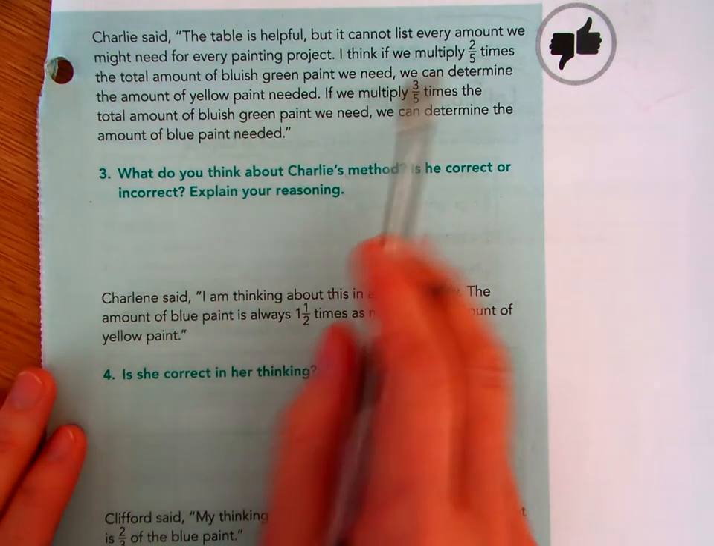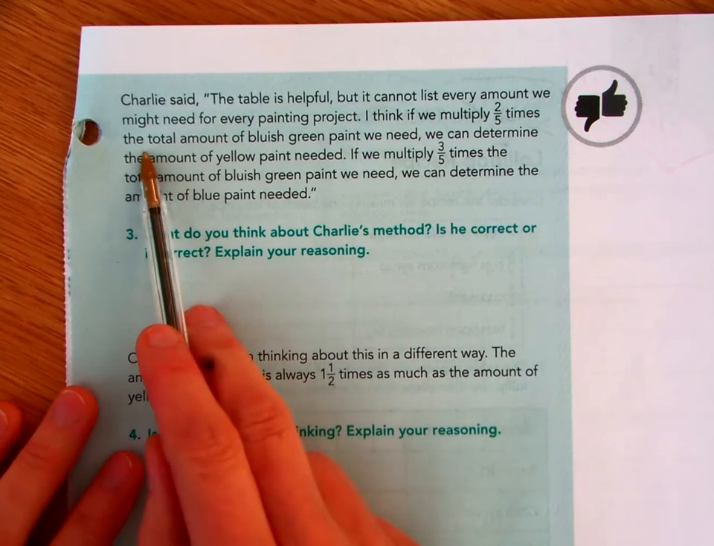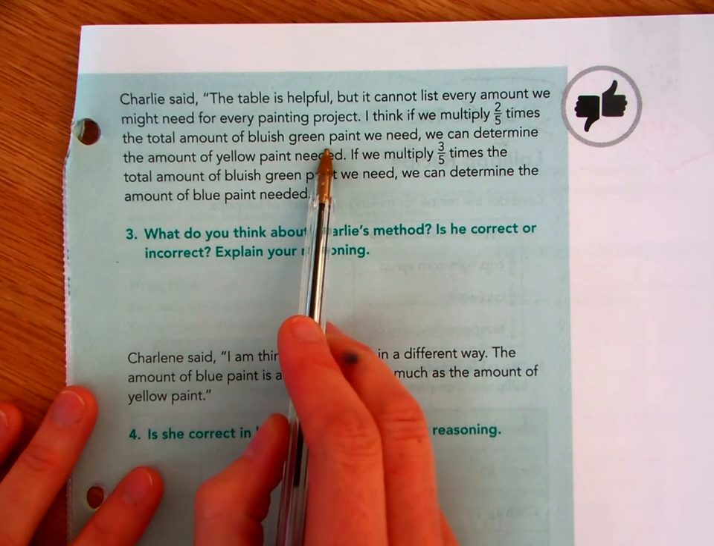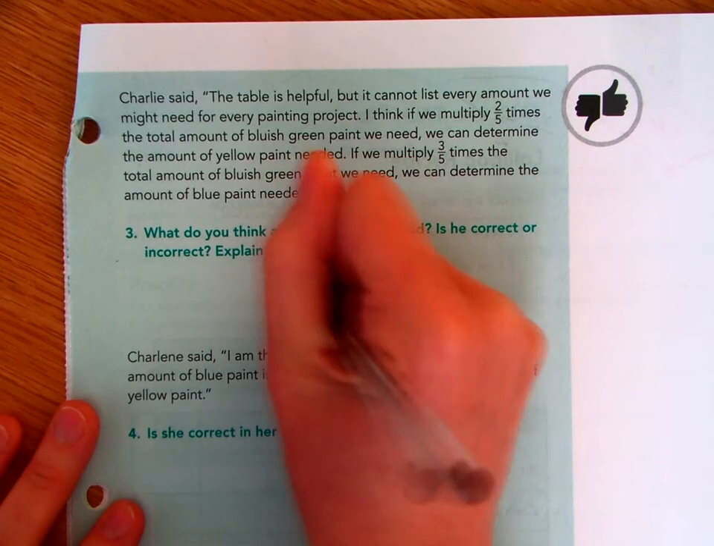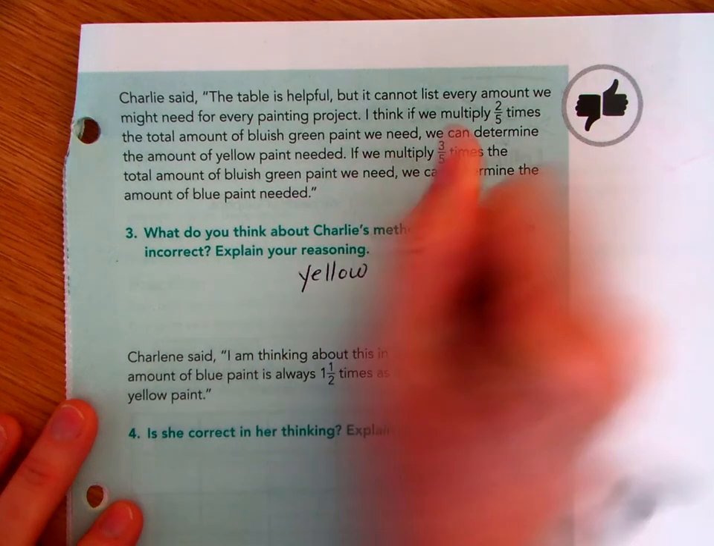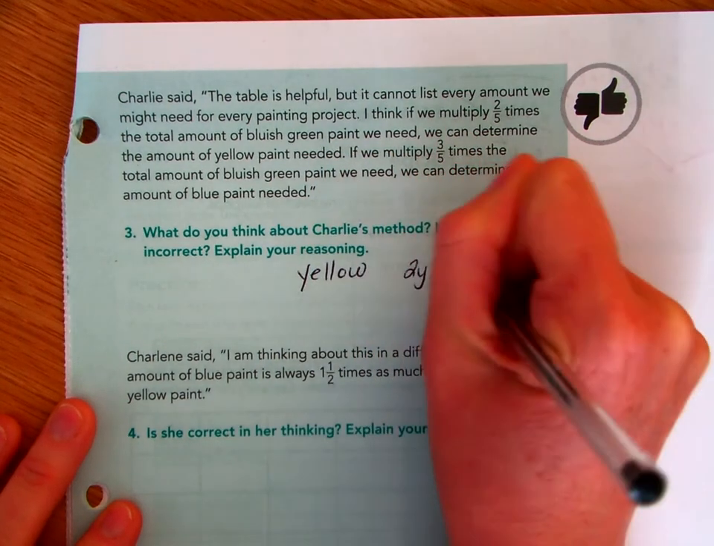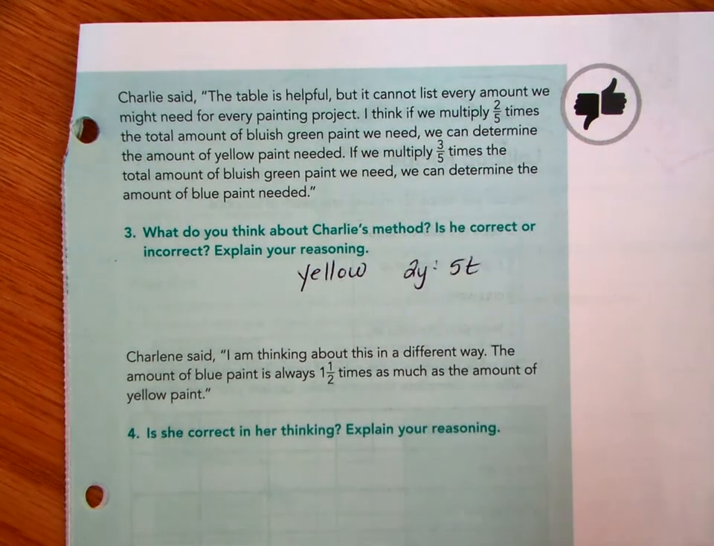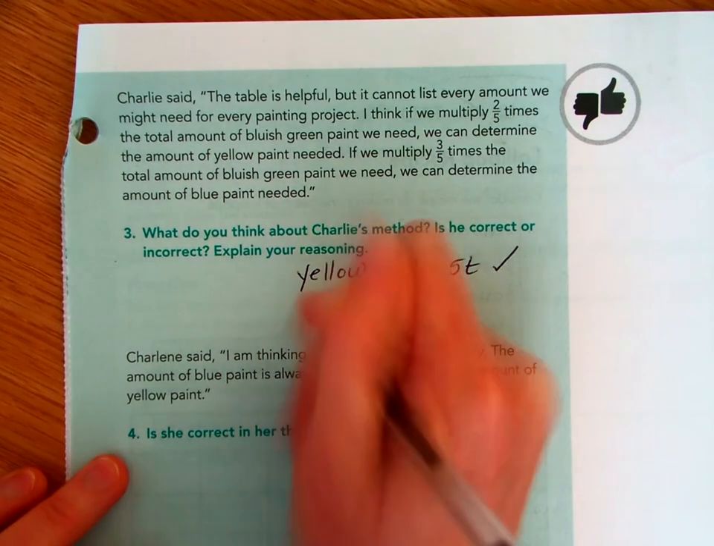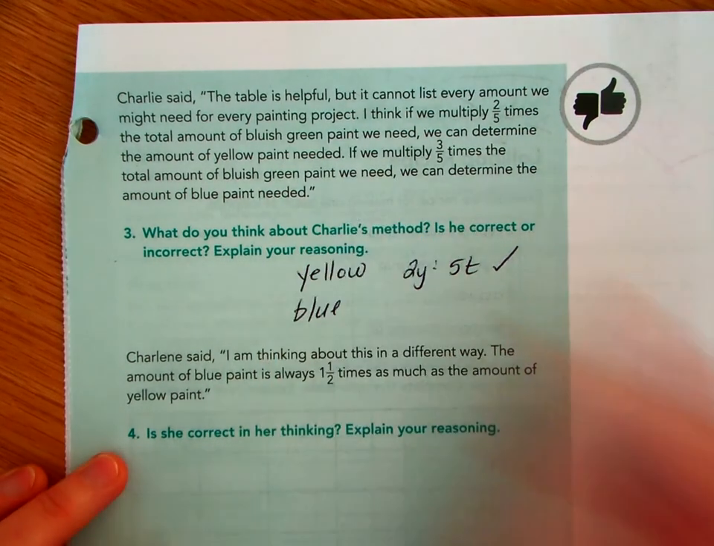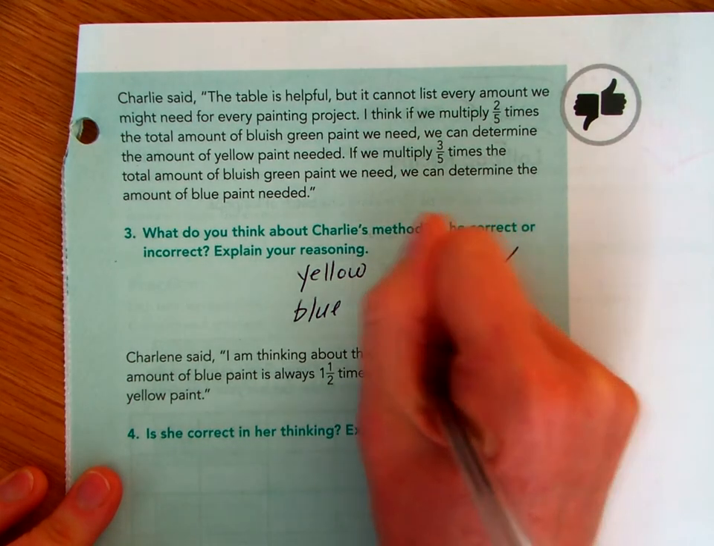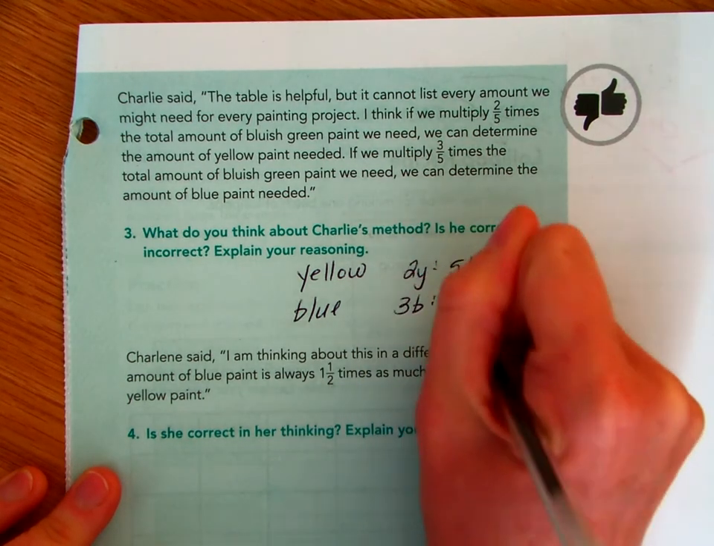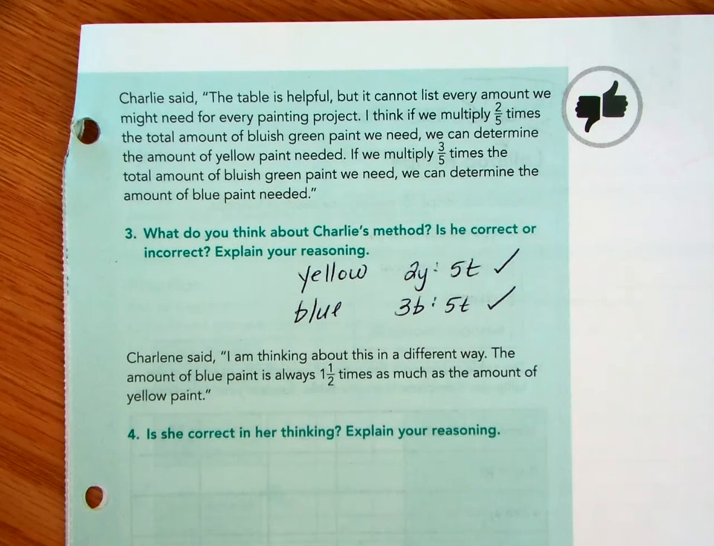So Charlie says if we multiply 2/5 times the total amount of bluish-green paint we need, we can determine the amount of yellow. The yellow is 2 yellow to 5 total. So yes, Charlie's correct there. And then Charlie says we can multiply 3/5 times the total amount to determine the blue. Well, it is 3 blue to 5 total. So he's right there too.